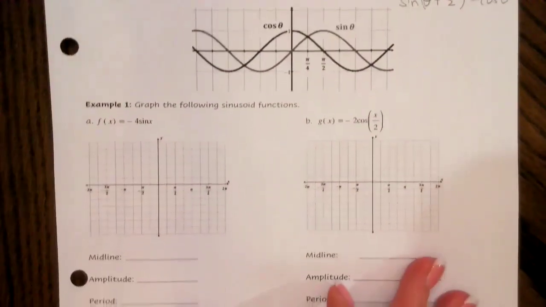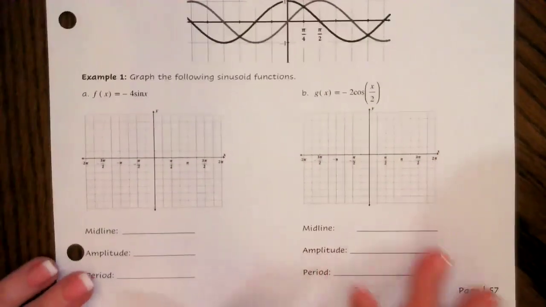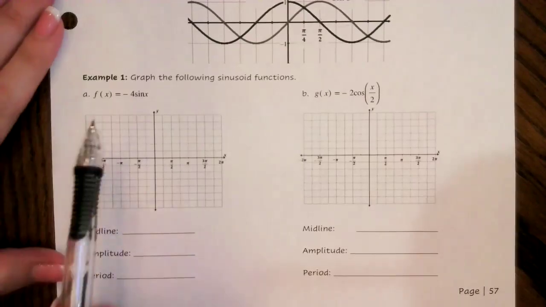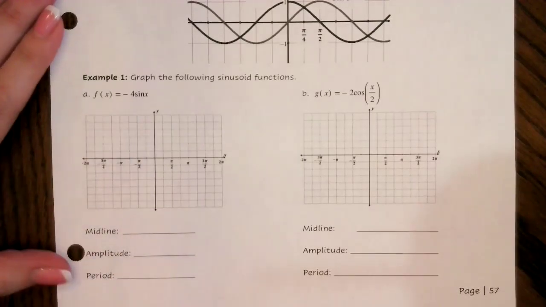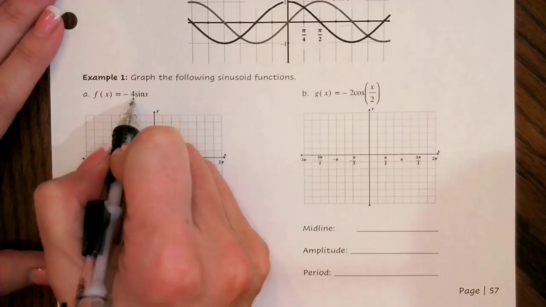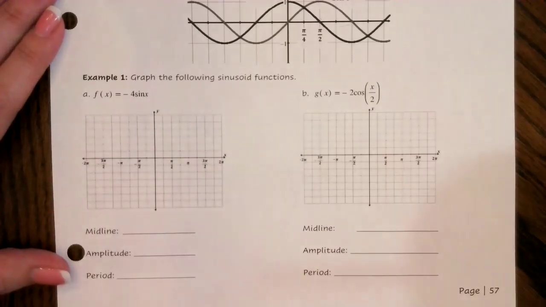All right, so let's look at some of these transformations and let's go ahead and graph these. I'm going to go with the easiest way I think of graphing. So we're going to start with f of x equals -4 sine x. So we have a reflection across the x-axis right here. We have a vertical dilation by 4 of the sine parent function.